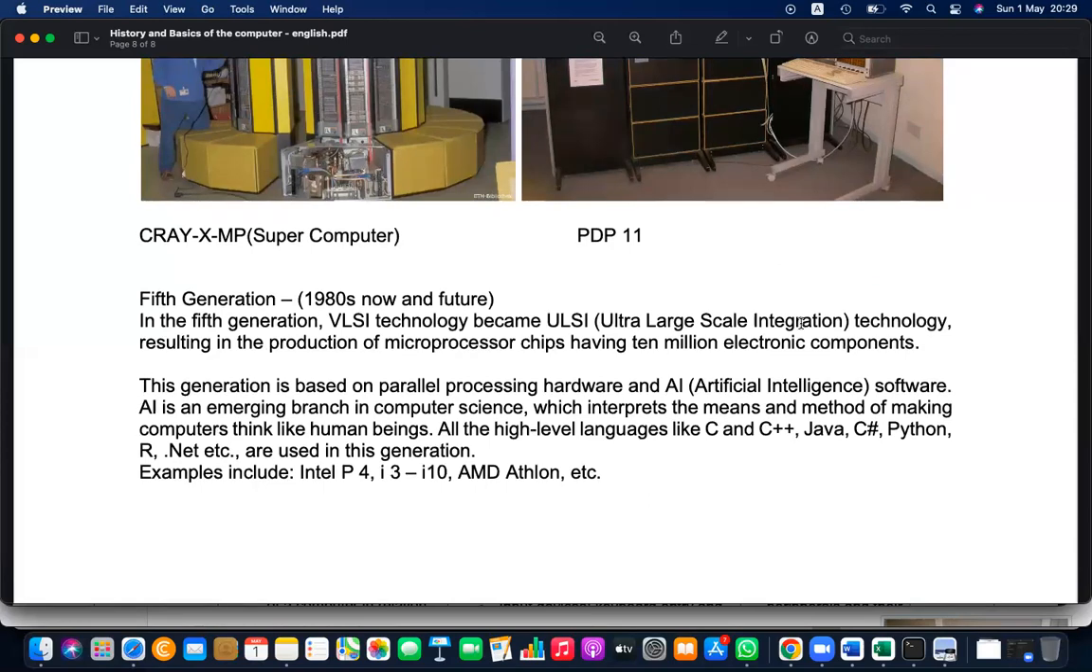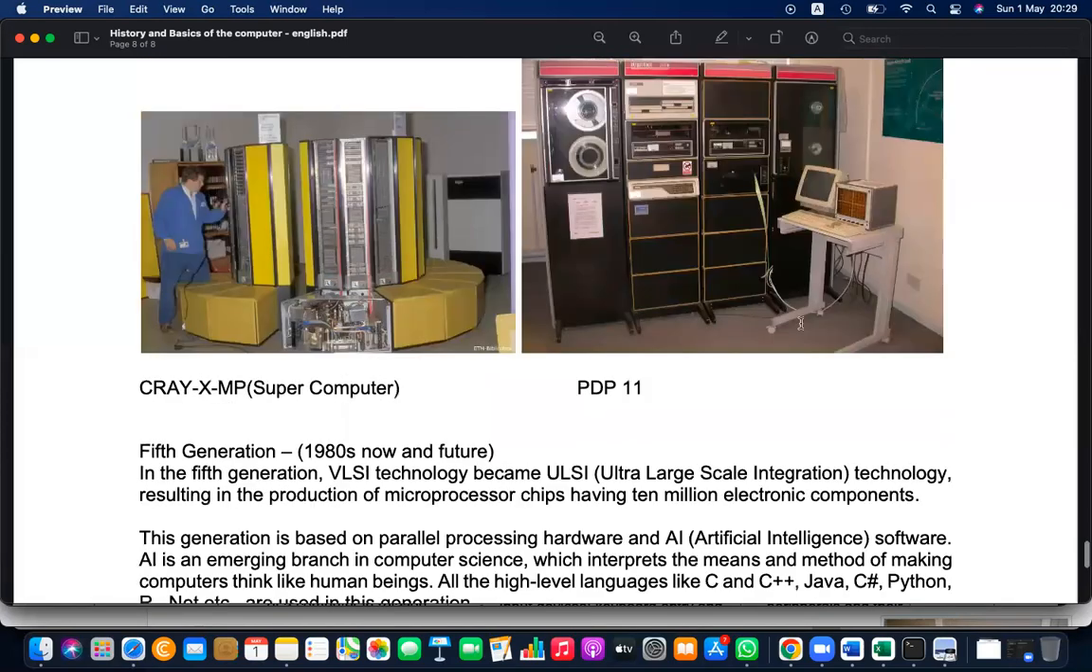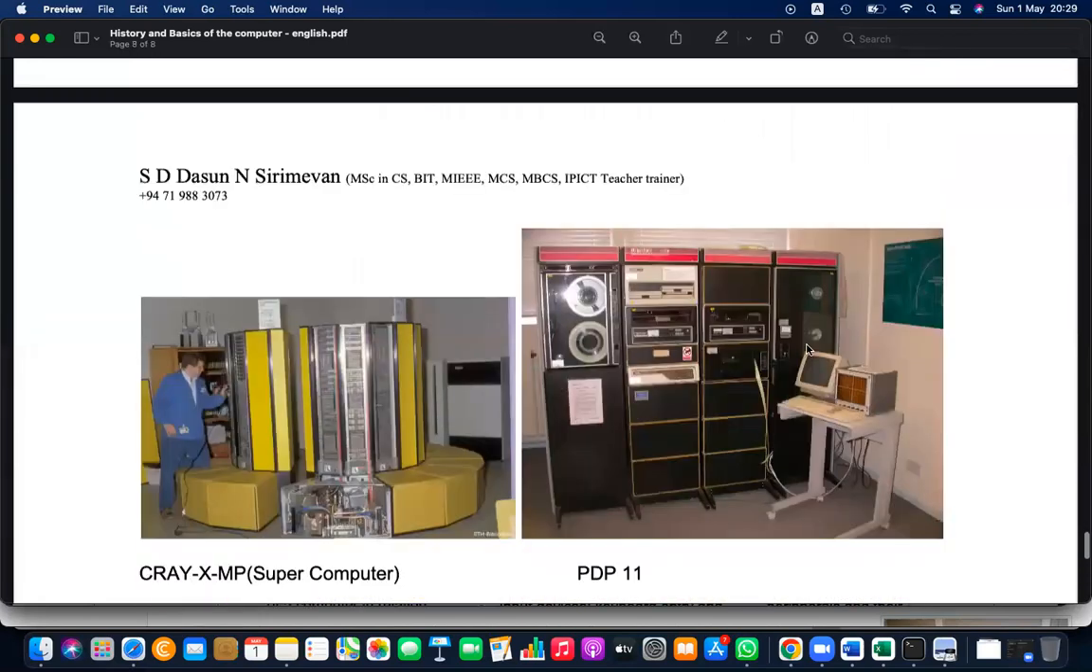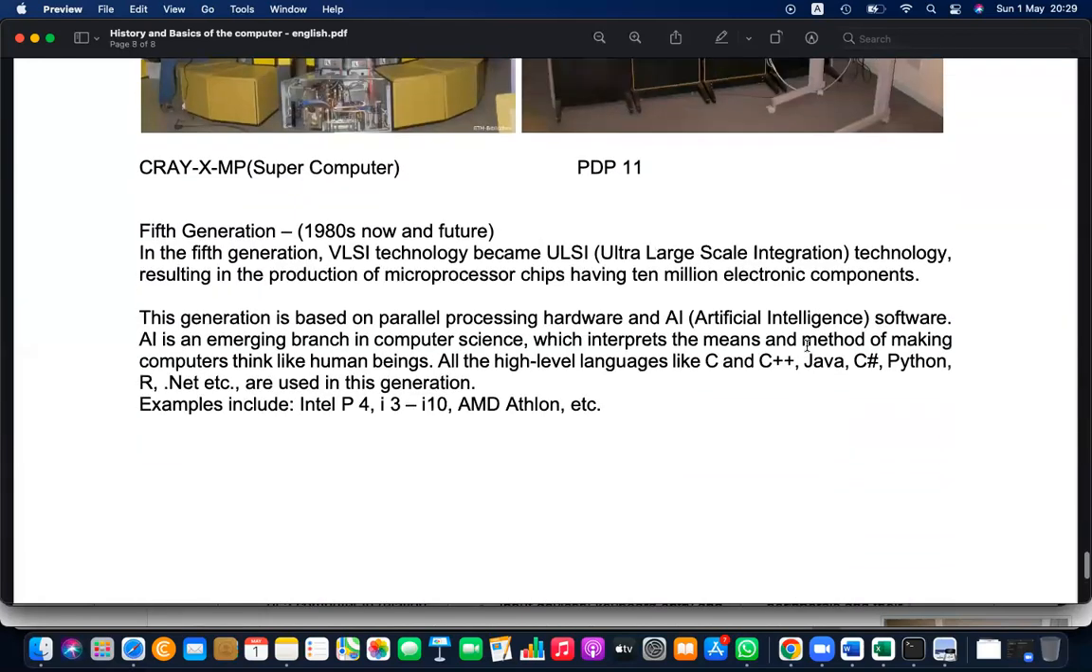Right now we are in the fifth generation. But there is no proper margin. Some people tell still we are in the fourth generation, but some are telling no, we have already passed the fourth generation. Now we are in the fifth. In the fifth generation, its main focus is ultra large scale integration and artificial intelligence, AI. Ultra large scale integration, and not just that, artificial intelligence.